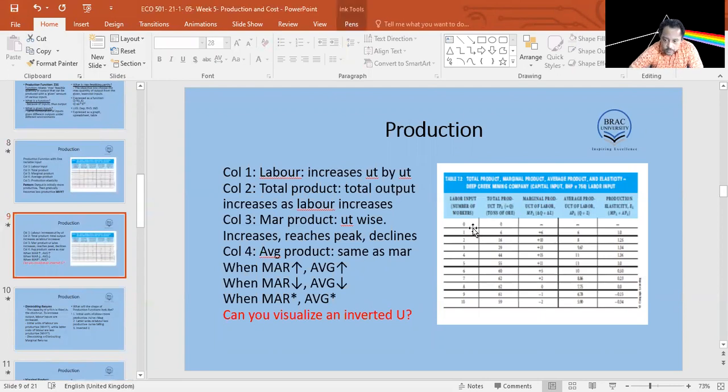As labor increases unit by unit, 0 to 1, 1 to 2, etc., what is happening in column 2? Total output, or total product, because we said product and output are synonymous, increases. That makes sense. Capital is fixed, the capacity of the firm is fixed, so the more labor that we employ, the more output we will get. Marginal product: we are looking at marginal product unit-wise. From 0 to 1, how much is the increment? 6 units. From 1 to 2 units of labor, it's 10 units. From 2 to 3 units of labor, it's 13 units, then 15 units. Then it gradually falls until at 9 and 10 units, production activity is totally counterproductive.